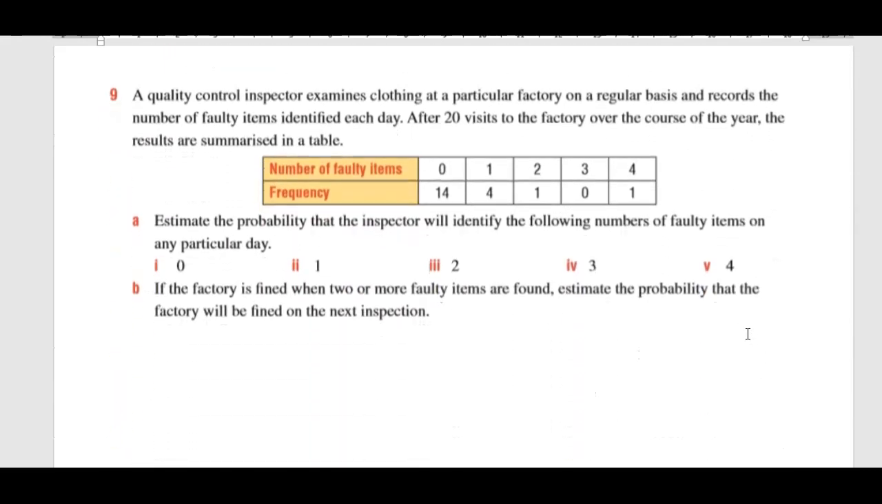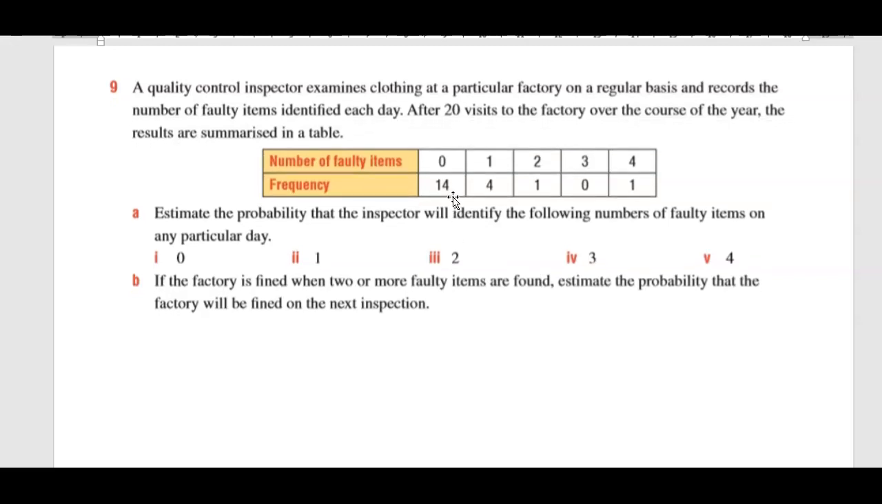Okay, question 9. A quality control inspector examines clothing at a particular factory on a regular basis and records the number of faulty items identified each day. After 20 visits to the factory over the course of the year, the results are summarized in the table. As you can see, which I didn't speak about before, the frequency adds to 20. So there are 20 days or 20 visits represented and number of faulty items for each.